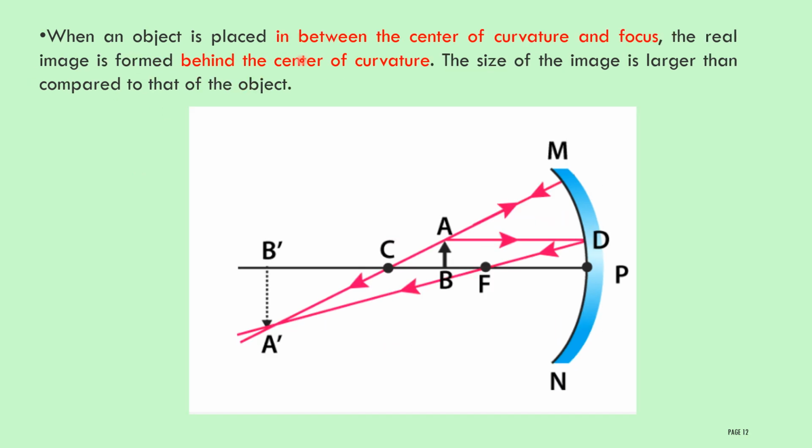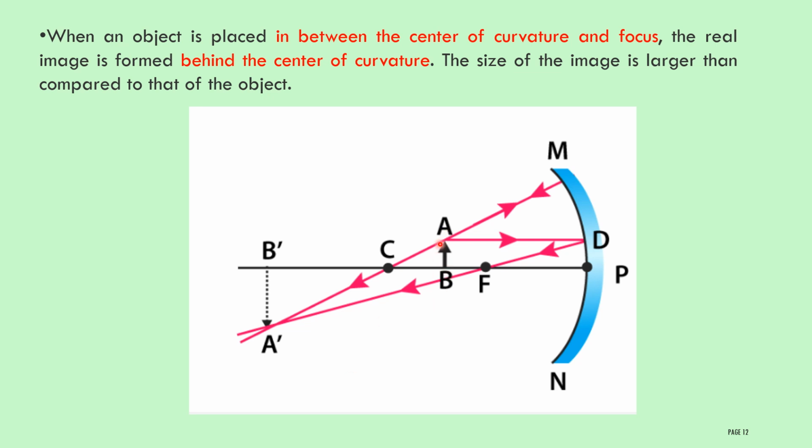Next, when an object is placed in between the center of curvature and focus, this is the position of the object AB. Then a real image is formed behind the center of curvature, the image A dash, B dash. The size of the image is larger compared to the size of the object. Let us discuss in detail here.